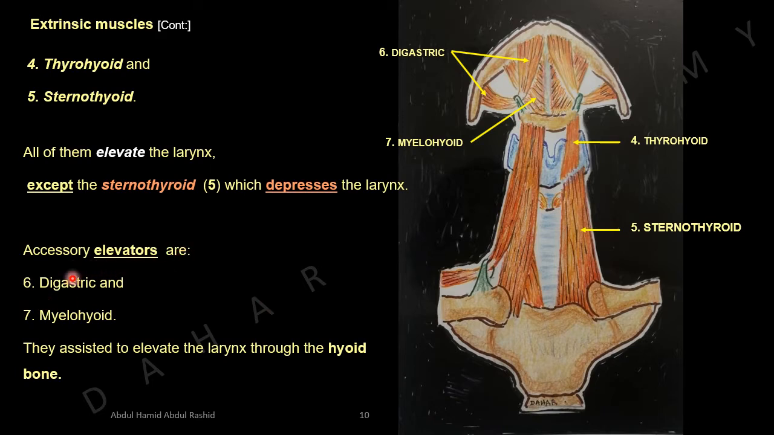In addition, we have accessory elevators. Number 6, digastric muscles, look here, anterior and posterior belly. And number 7, mylohyoid muscle, which is attached to the hyoid bone. They will assist by elevating the hyoid bone and elevate the larynx.